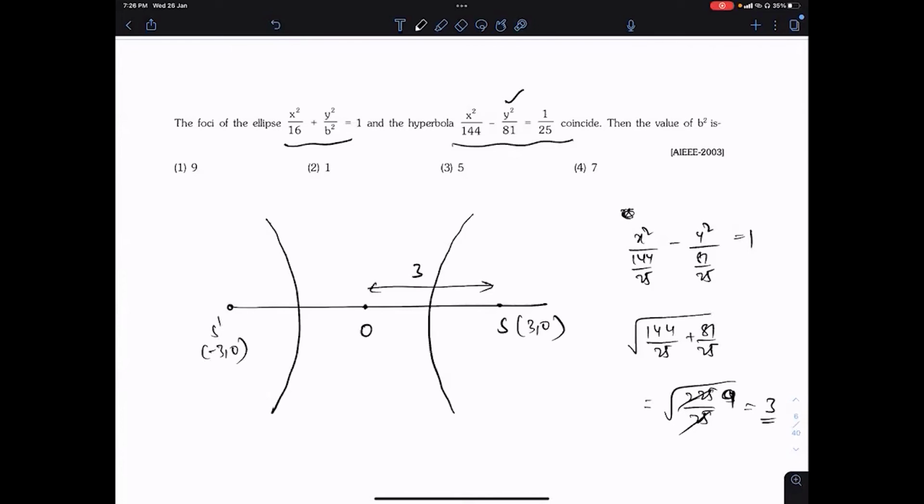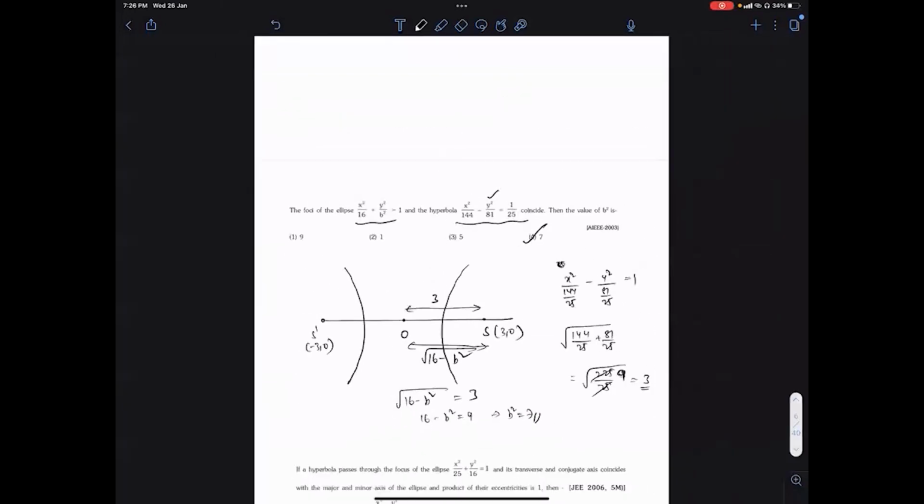And the foci of the ellipse also will coincide. How far will be the foci of the ellipse? Square root of a square minus b square, square root of 16 minus b square. So square root of 16 minus b square must be equal to 3. So 16 minus b square is equal to 9, which implies b square is equal to 7. Now this is the AIEEE question, mains question. Okay.